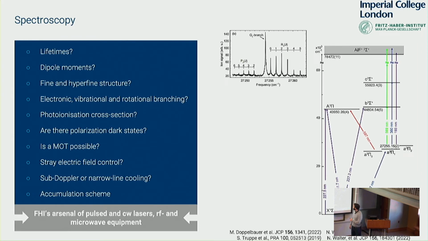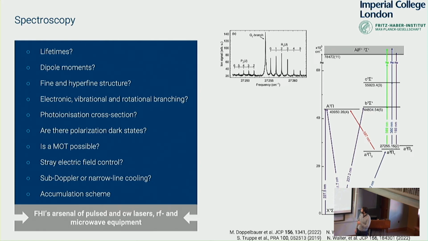And because we are now operating in a singlet pi here, the lambda doubling is very small. So even a small stray electric field can break your parity selection rules and then lead to large losses. What you see here is, before we actually had a deep UV laser, we just studied the triplet state first.